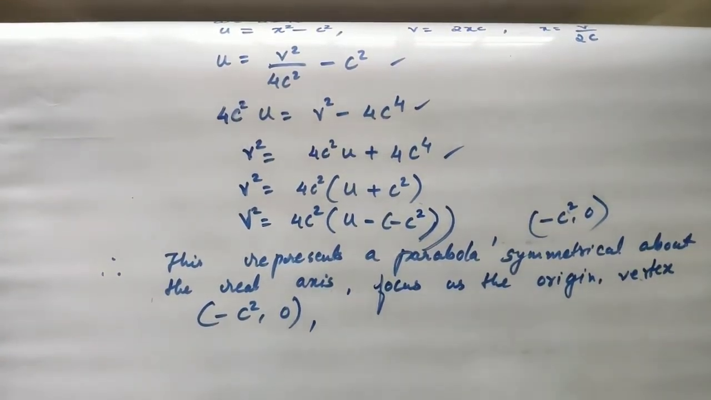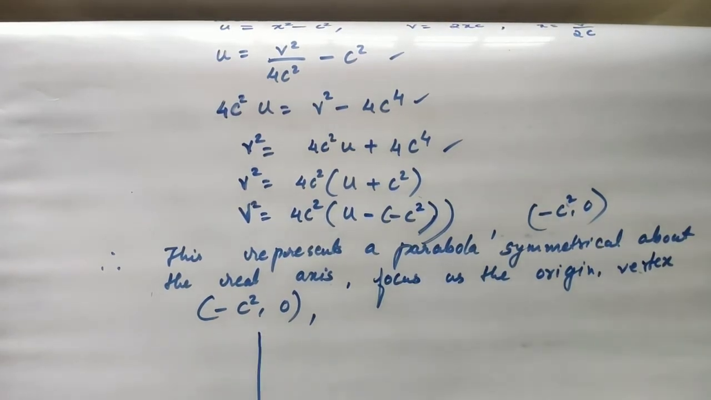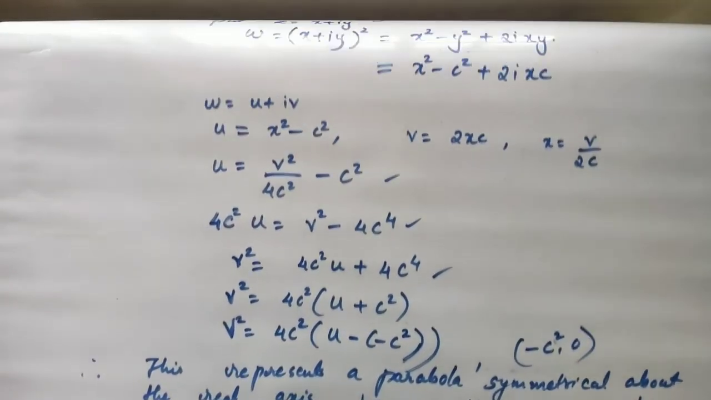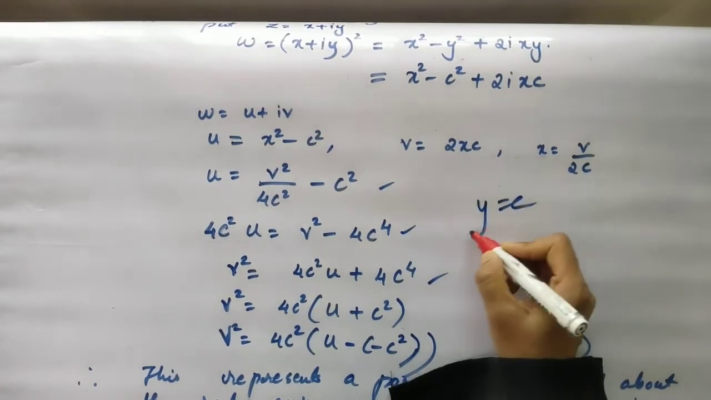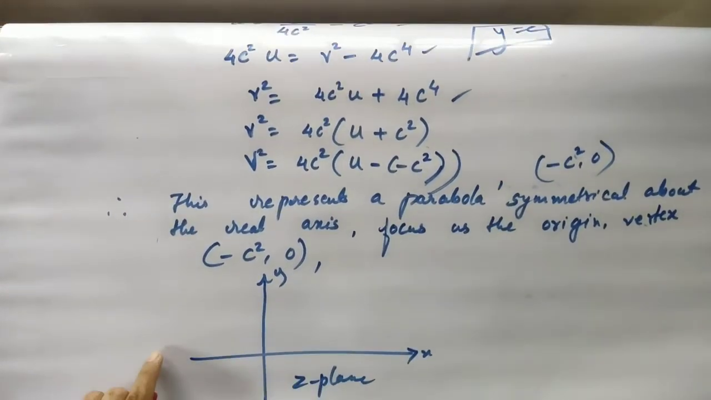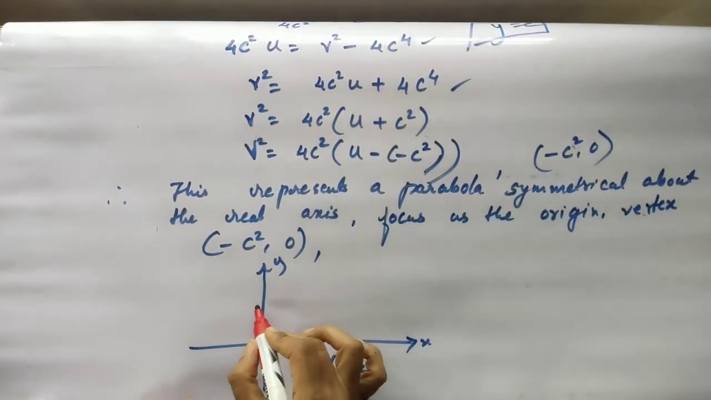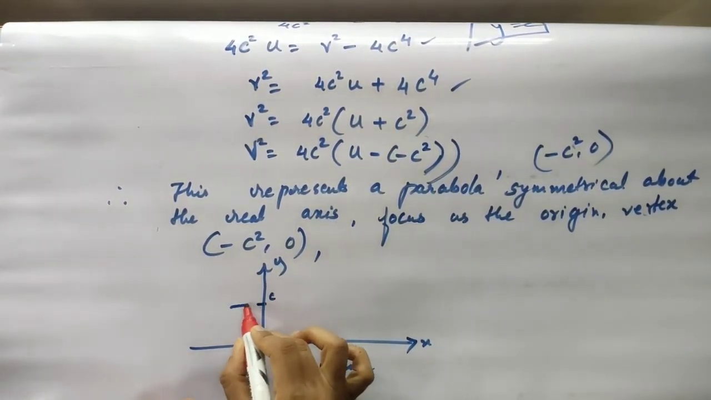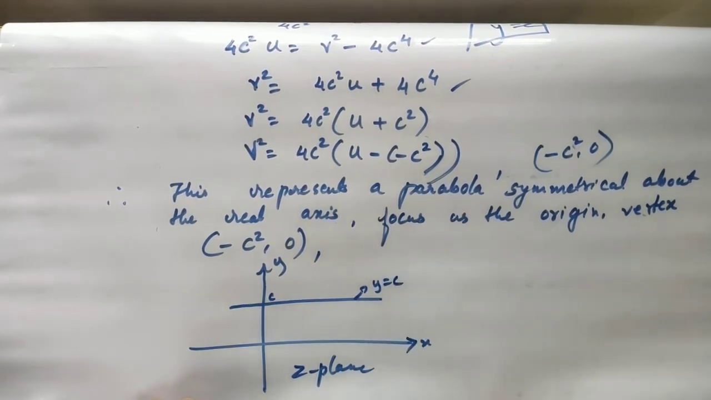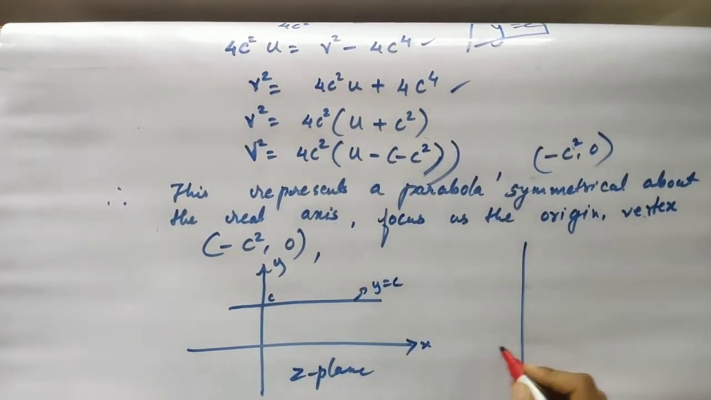So let's draw that. First let me draw the line. So we had a line, say this is the z plane for me. This is the x axis, y axis. y is equal to c, we had the line, right? We were finding the image of y is equal to c under that transformation. So I'm going to draw the y is equal to c line here. Say this is c over here. So y is equal to c, a line parallel to the x axis. This is the line. Now in the w plane, what is happening?